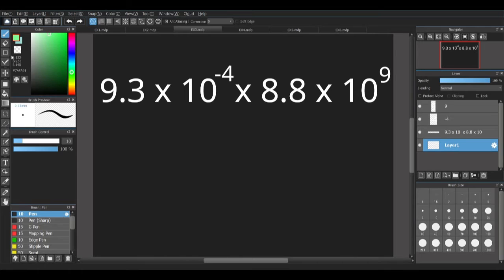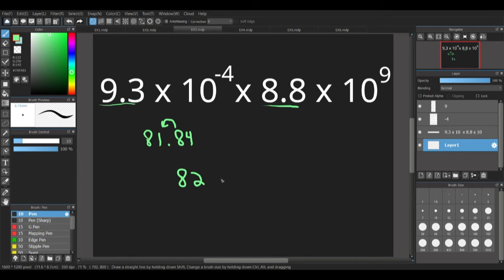For our last example with multiplication and division, we are going to do 9.3 times 10 to the negative 4th multiplied by 8.8 times 10 to the 9th. As per usual, our first step will be to multiply our two coefficients. And that gives us 81.84. That is 4 significant figures. But both of our original coefficients only had 2 significant figures, so our answer could only have 2 significant figures. So we're going to round this to get 82.